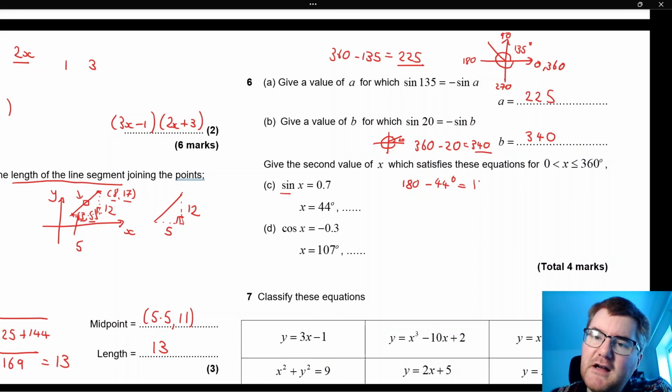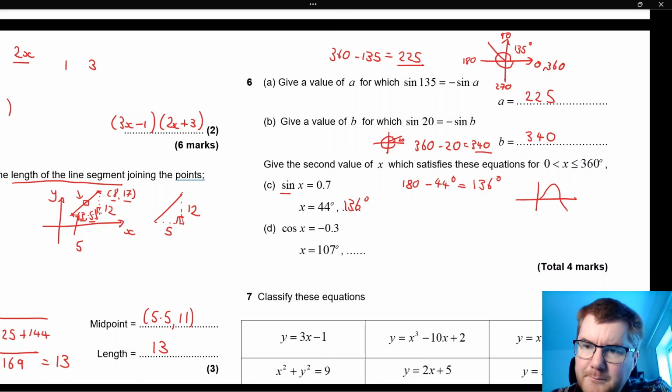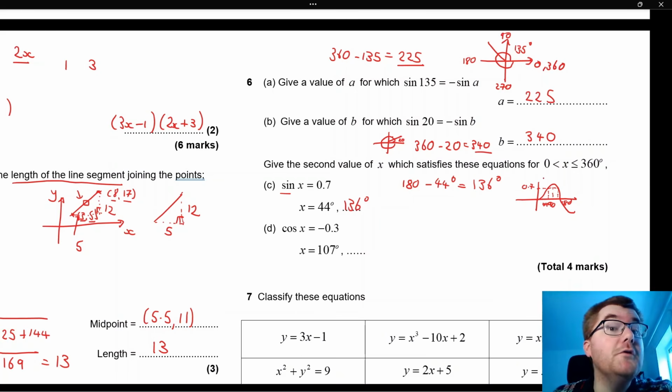And that's going to give us 136 degrees. Again, the alternative way of doing this is thinking about the sine graph. So we go up and down, knowing the symmetry of the graph. We've got 0.7, which we've already worked out here, which was 44. And then we want to work out the other answer over here. And therefore, we just do 180 minus that 44. Again, the graph's a very good way of actually visualizing what's going on.